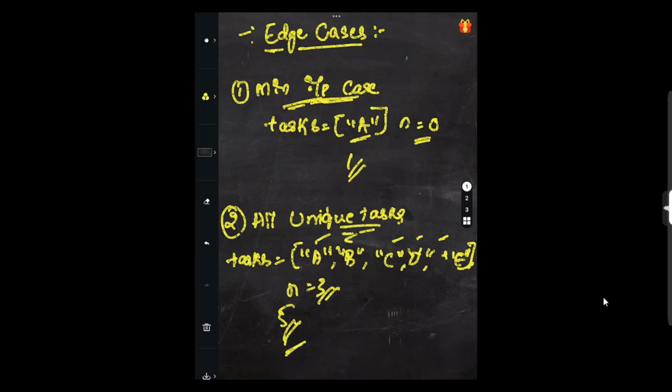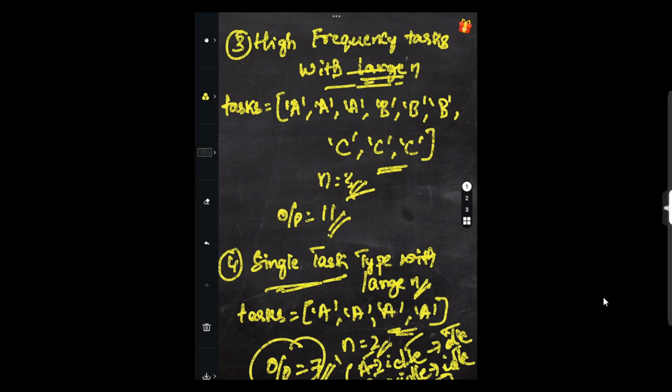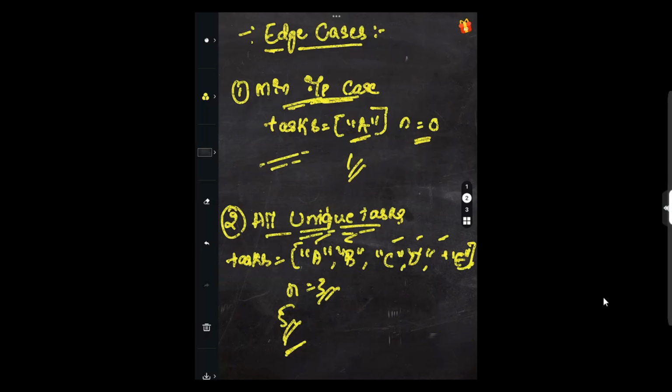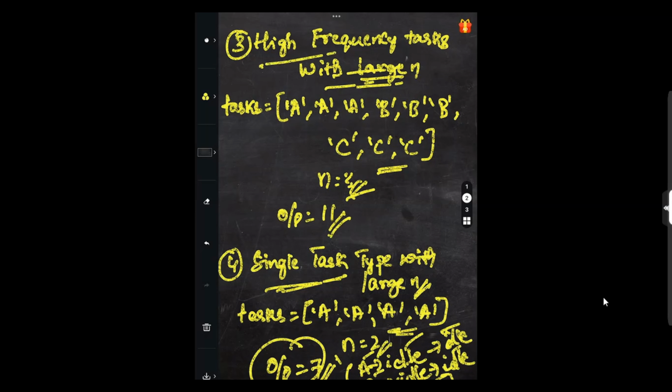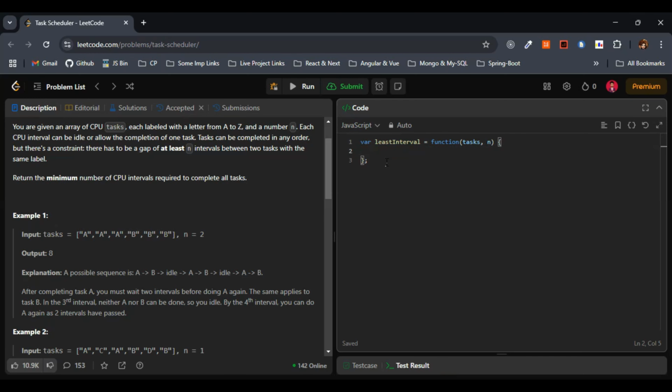First one was for the minimum input case. Second one was for all unique tasks. Third one was for the high frequency tasks with large N, and fourth one was for single task type with large N. I hope all the edge cases are clear. So now let's start writing the code. I'll explain the code while we write it and finally discuss the complexities of the code that we have written. So let's start writing the code here.